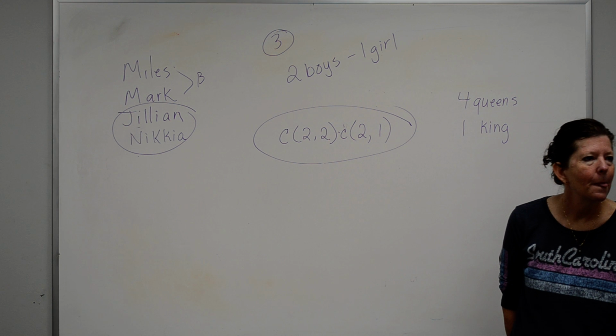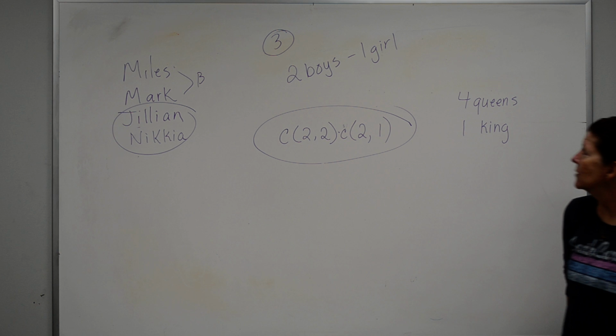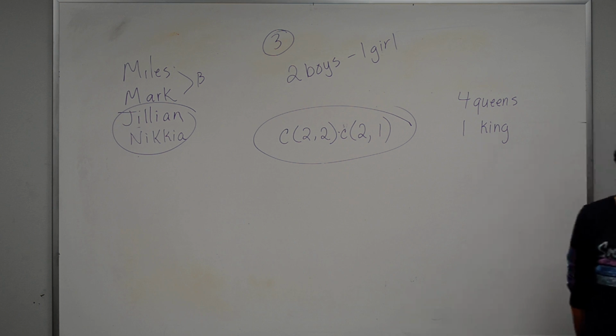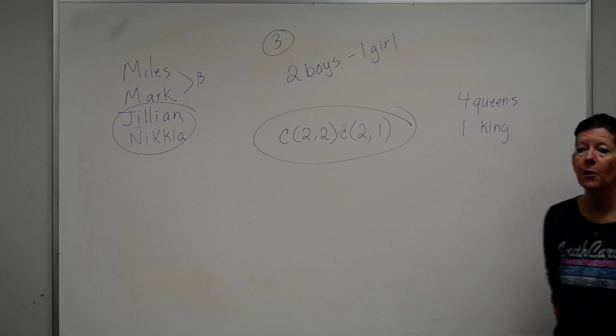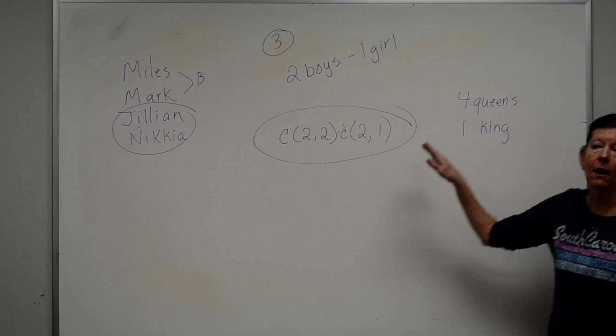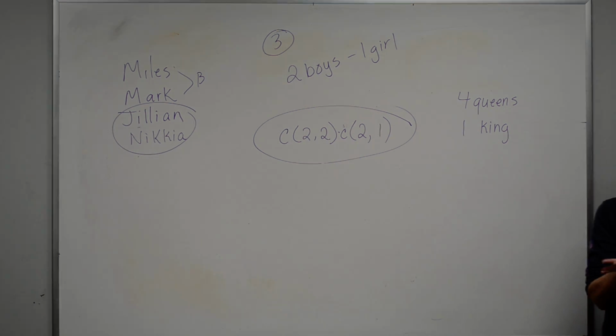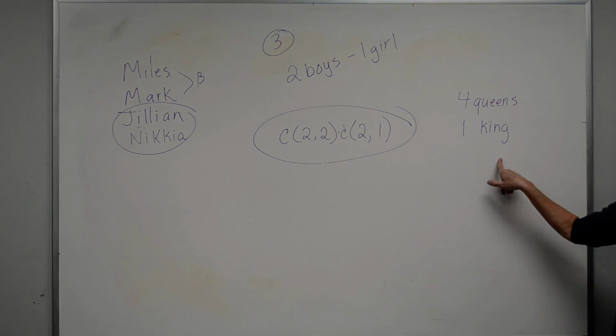What'd you get? 4. Okay. Again, it could be the combination of 4 things taken 4 at a time times the combination of 4 things taken 1 at a time. Or you can sit there and go, okay, well, I need all 4 queens. And anytime I do that, I need all 4 of them. But then I have 4 possibilities of kings.